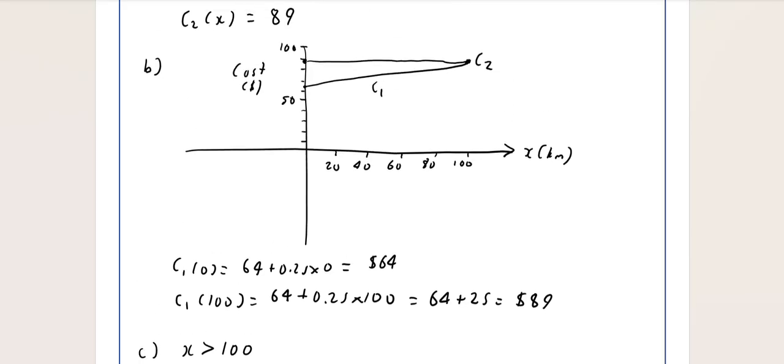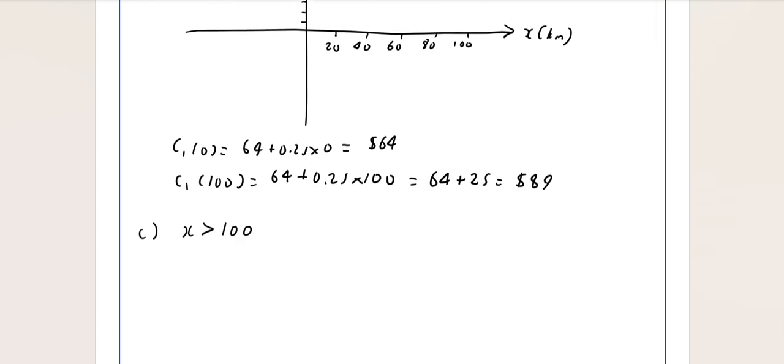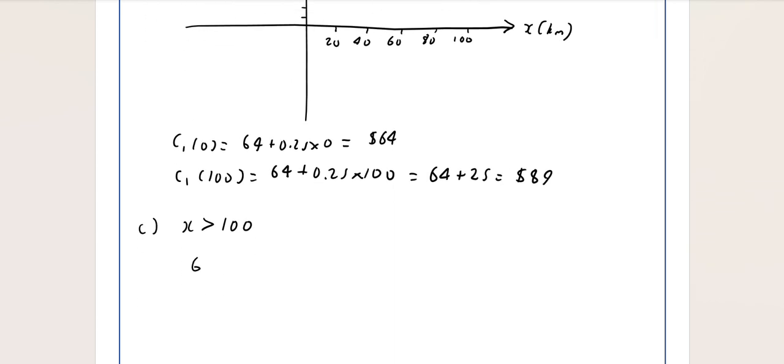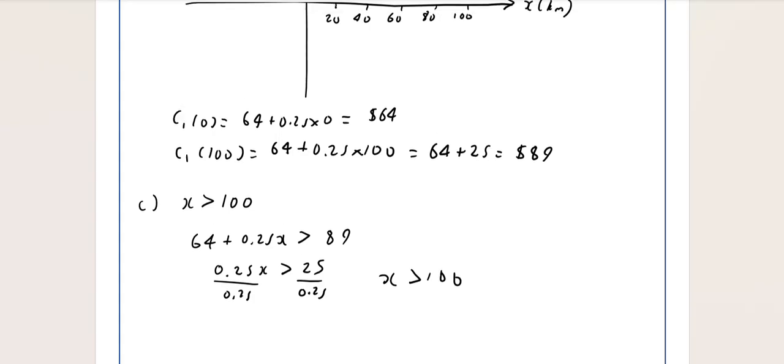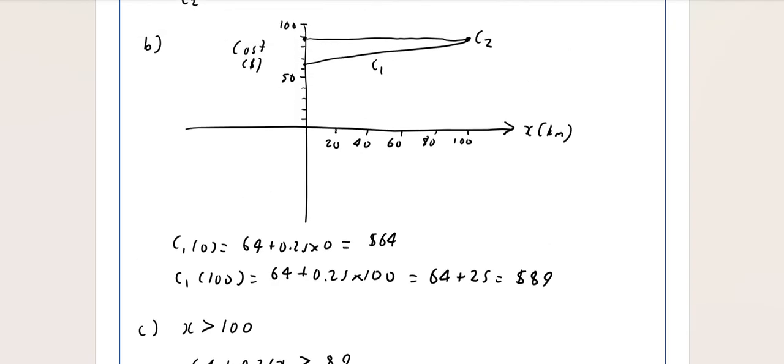If my graph wasn't set up so nicely and I had to actually figure that out the long way, what I'd do is I'd write down method 1. I want method 1 to be greater than method 2. So that would have to be greater than 89. I can do a bit of rearrangement. I can take away 64 from both sides and get that this would be bigger than 25. Then I can divide by 0.25 on both sides, and I would get out X bigger than 100. Same result, just using an inequality rather than actually drawing it out.